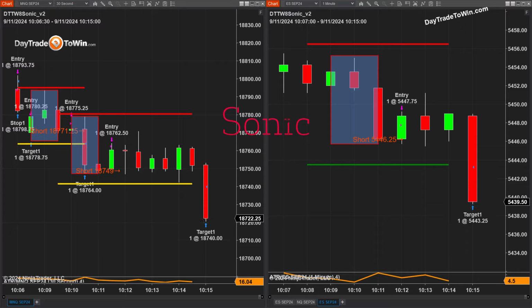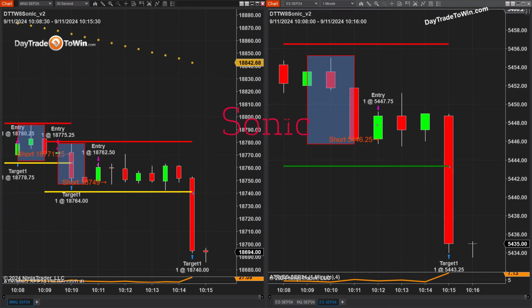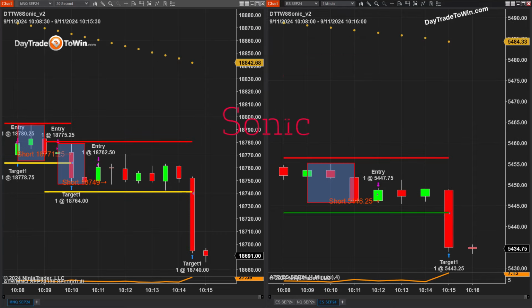So the target was hit. Pretty straightforward. There's not really much to this. You follow the orders, you place the stops, you place the targets, and don't over trade. I think that's really the key when it comes to day trading. If you're up after 4 or 5 trades, this happens to be probably the 4th trade of the day, I think. If you're done, shut it down and then go enjoy the rest of your day.